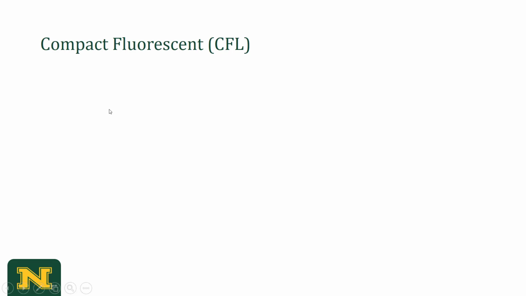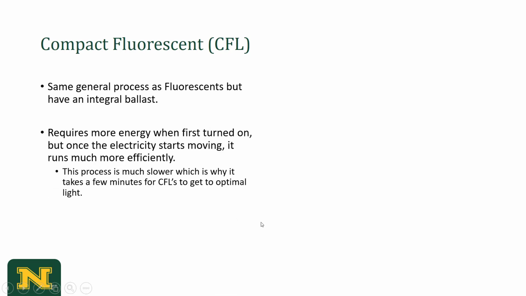CFLs are compact fluorescents, same general concept as your fluorescents, but have an integral ballast. We'll talk about ballast in a second. So these require a little more energy when they first turn on, but once electricity is starting to flow, it runs much more efficiently. The process is much slower though, which is why it takes a few minutes for CFLs to get to optimal light.